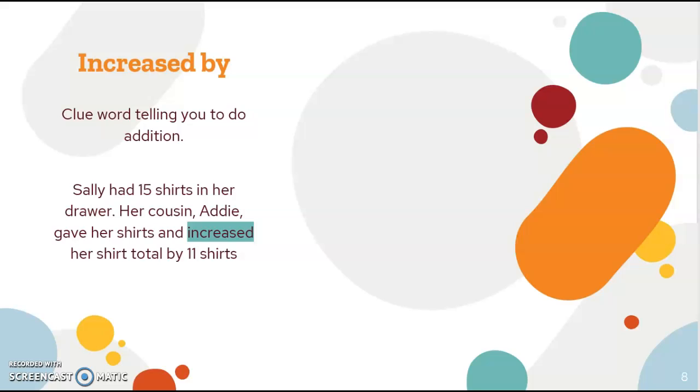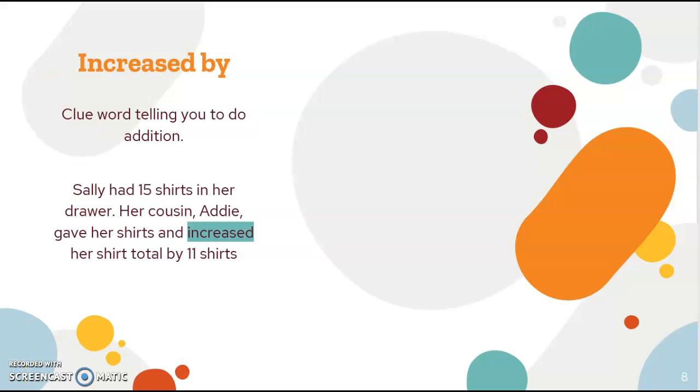Increase by is another action word to tell you that you are going to be adding. And here was an example. Sally had 15 shirts in her drawer. Her cousin Addie gave her shirts and increased her shirt total by 11 shirts. So we know that she started with 15, and then she added 11. So if we were to combine those two numbers, then it will tell us how many total shirts she has now.